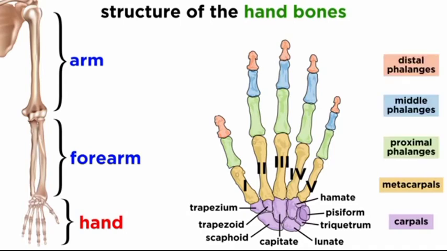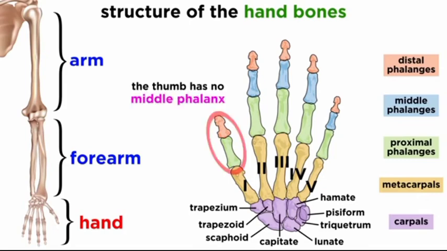These connect to the phalanges, which are the bones that make up your fingers. There are 14 of these bones per hand, 3 per finger, which are the distal, middle, and proximal phalanges, except the thumb, which has 2, as it has no middle phalanx.